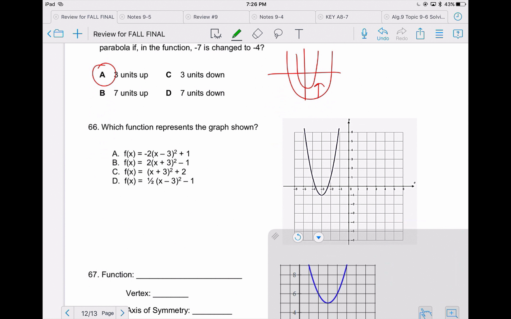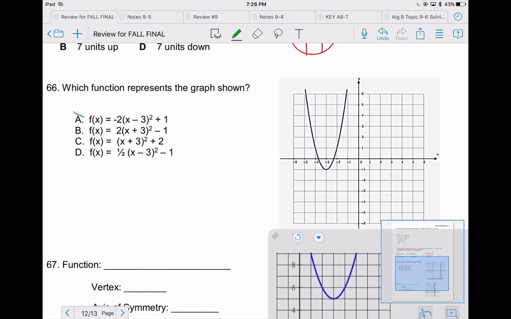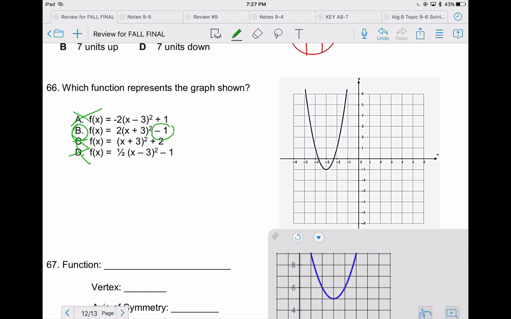66 is asking us which of these represents the graph below. So because this one's not multiplied out, you could plug all these in, or we can just figure it out. There is no flip. It's not being reflected, so it's not going to be A. This one goes to the left 3, so it would not be D. It goes down 1, so it would not be C. So this is my down 1, left 3, and that's all I really needed.